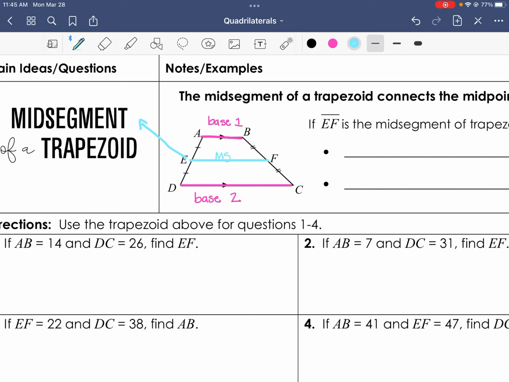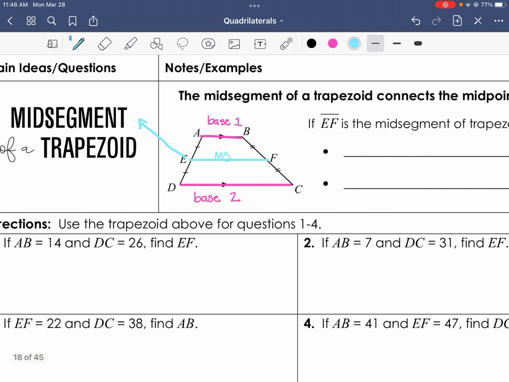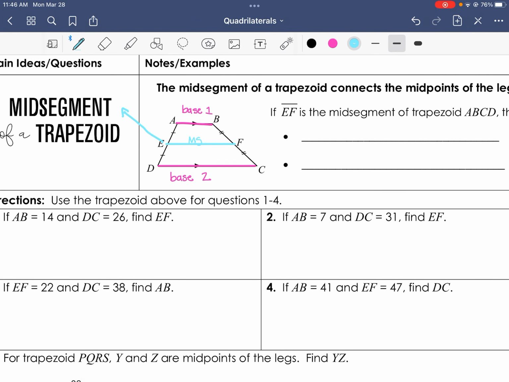And you can actually find the length of this line using a formula. I'm going to write it over here and I'm going to use some color coding. I'm going to use MS for mid-segment. So the length of the mid-segment is equal to base 1 plus base 2 divided by 2.